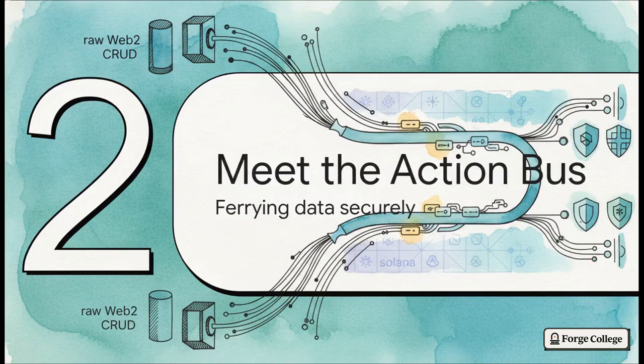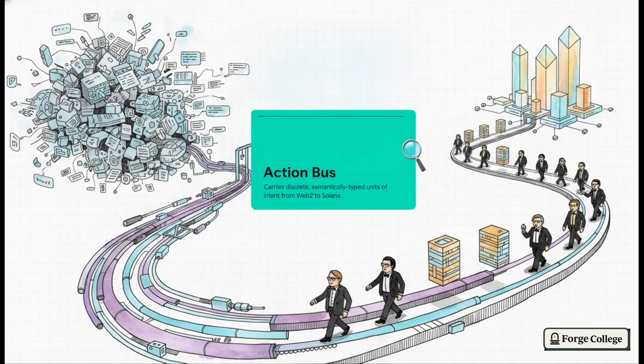Moving on to part 2, let's meet the action bus. So, how exactly do we get from raw Web2 CRUD to specific on-chain intent? Well, we need a highly reliable transit system. I want you to think of the action bus as the ultimate translator and diplomat combined. It's a transport layer that takes your Web2 application's messy intent and makes absolutely sure it's dressed appropriately. You know, suit, tie, perfectly tailored, before it even thinks about approaching the Solana blockchain.